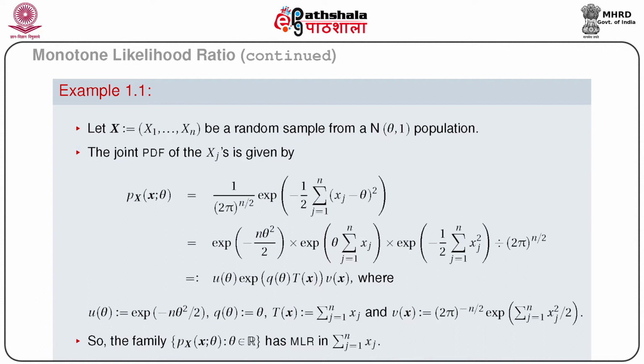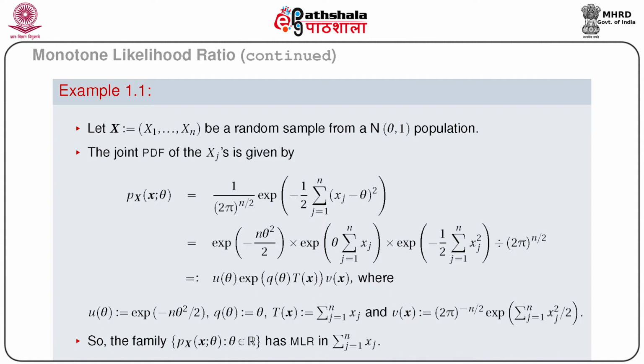Let x1, x2 up to xn be a random sample of size n from a normal(theta, 1) population. Therefore, P_x(theta) is equal to 1 by 2 pi to the power n by 2 into exponential minus half into summation over i from 1 to n of (xi minus theta) whole squared, which is equal to exponential minus n theta square by 2 into exponential theta into summation over i from 1 to n of xi into 2 pi to the power minus n by 2 into exponential minus half into summation over i from 1 to n of xi square.